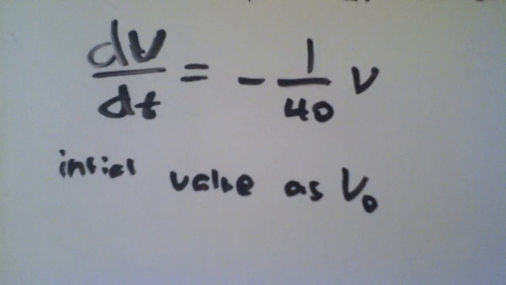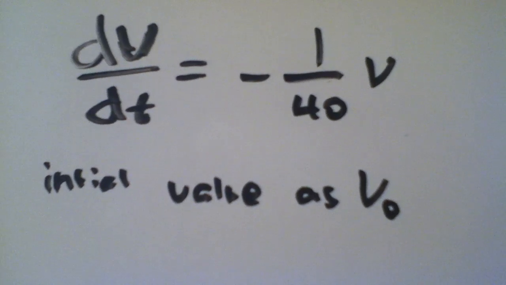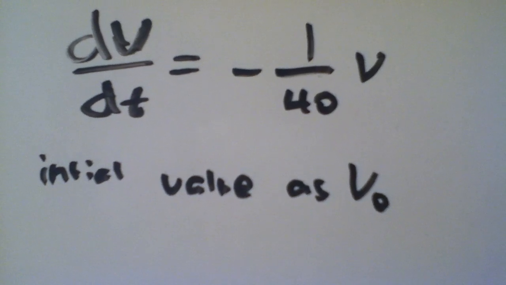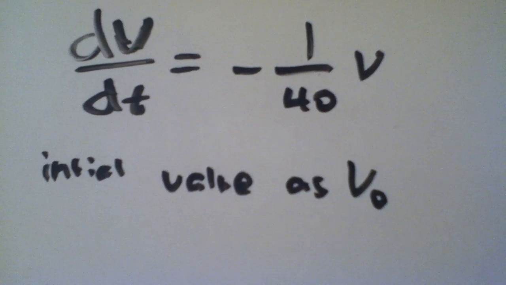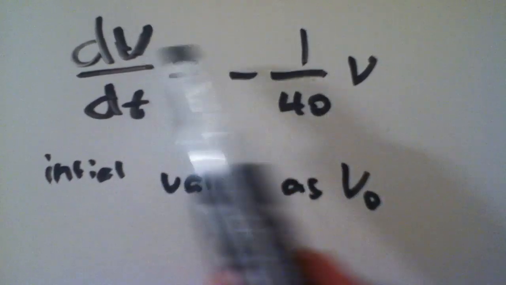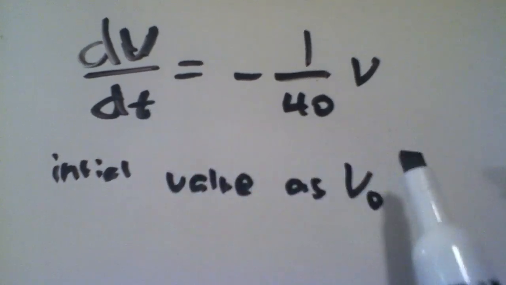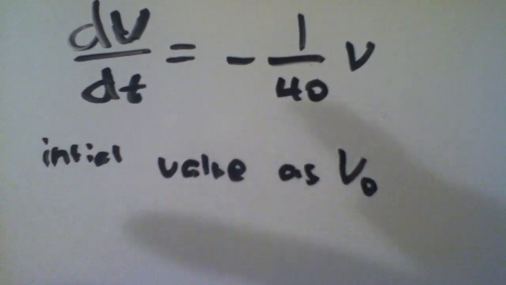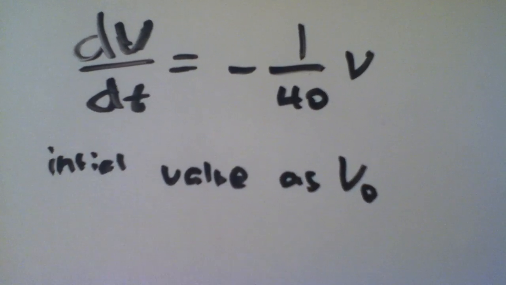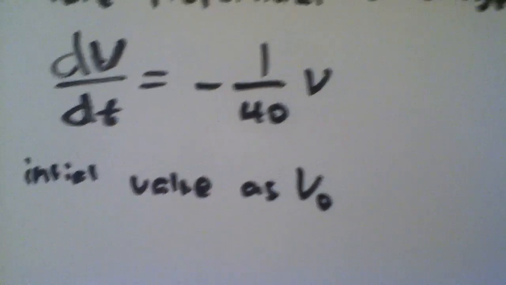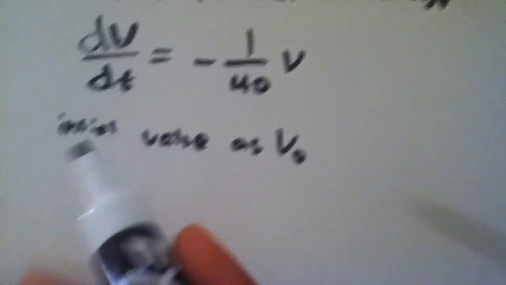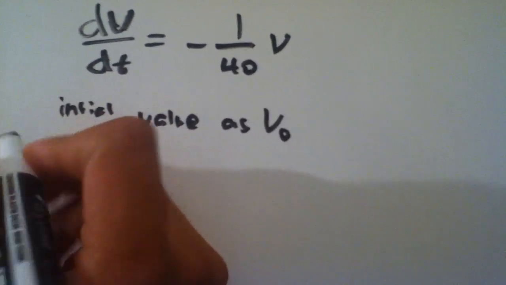The first part of this problem is to solve the differential equation for V, and we'll use V0 for the notation of the original value. In solving this for V, you notice that we have two different letters here, V and t. You want to take all the V's to one side and all the t's to the other side, because when taking the integral, you can only integrate a single variable. So we need to take the integral of both sides. Let's go ahead and do that.